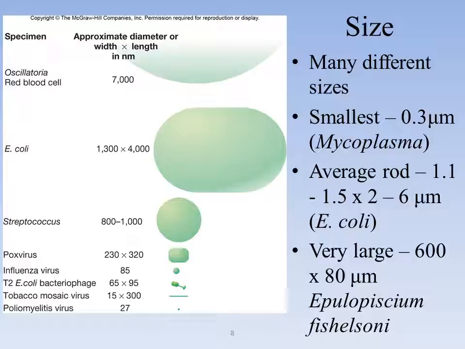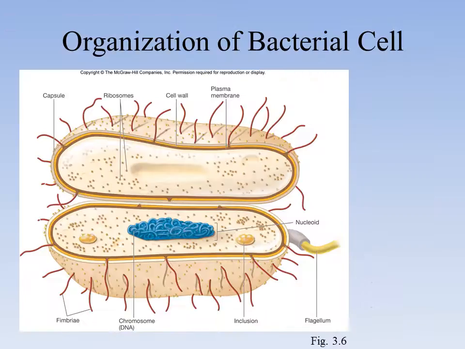Epulopiscium fishelsoni is about 600 micrometers in length by 80 micrometers in width. So it's a huge organism for the bacterial world. It's actually similar in size to a grain of sand, so you can actually see it visibly without a microscope.